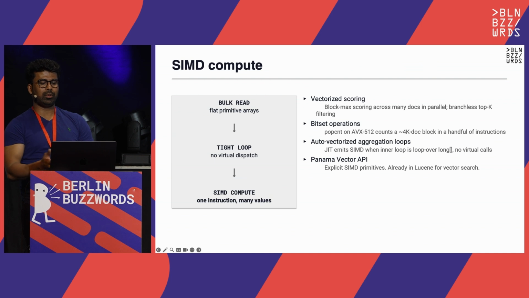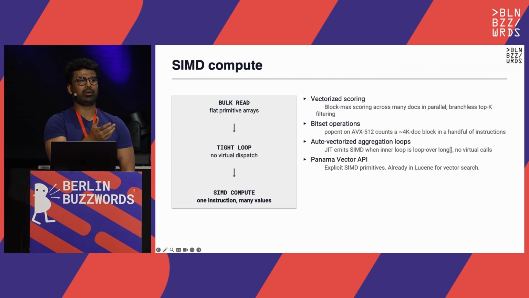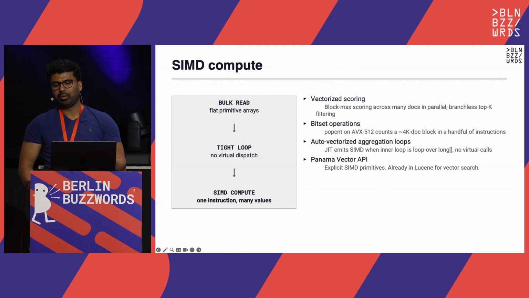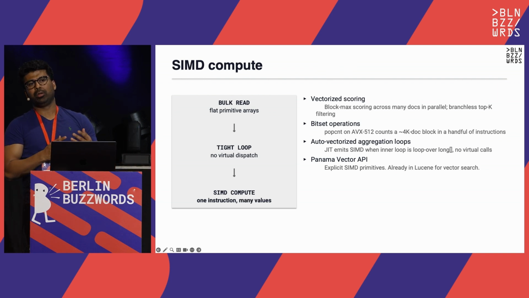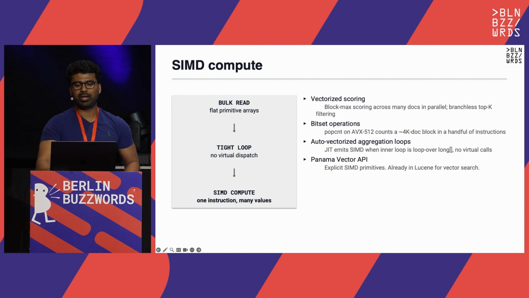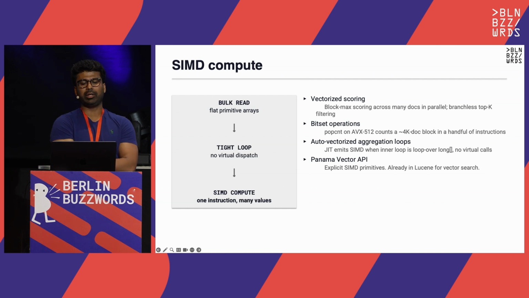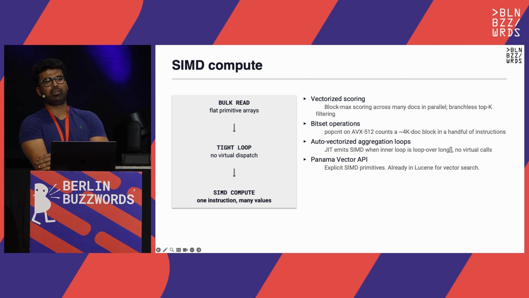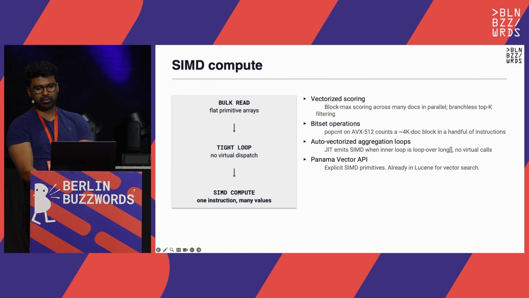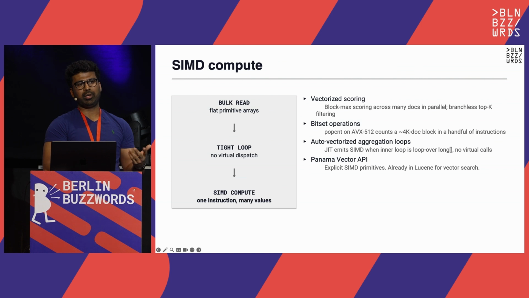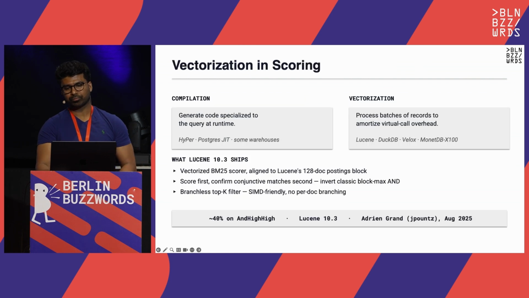Once the inner loop is a loop over primitives like a long array, with no virtual call, the JIT is able to vectorize that and use the SIMD instructions. So we don't necessarily need to write SIMD by hand, right? A lot of the bulk APIs automatically enable that. Lucene has also integrated Panama vector APIs, which give us explicit SIMD primitives. Already being used for vector search, it is coming to aggregation paths as well.